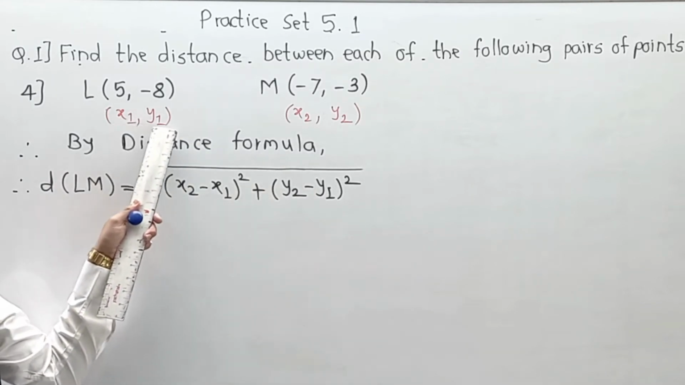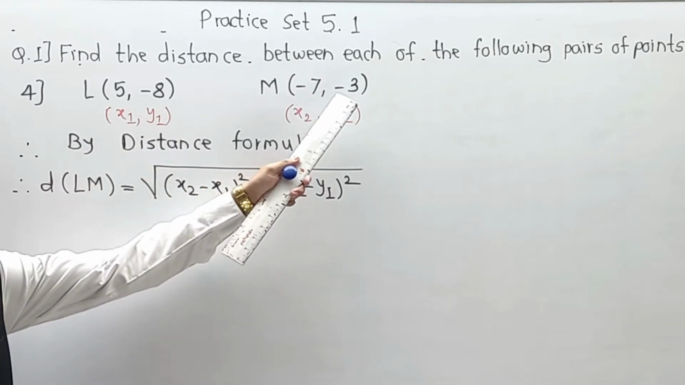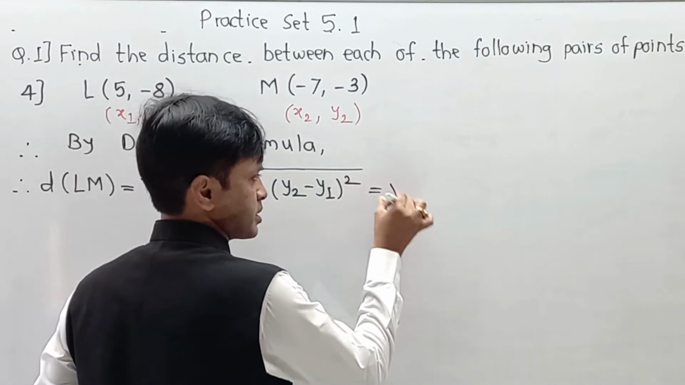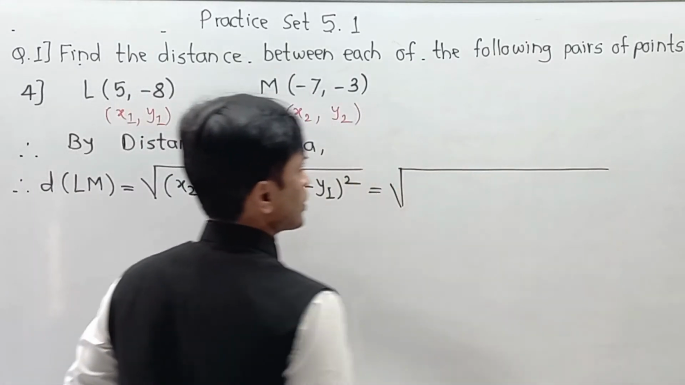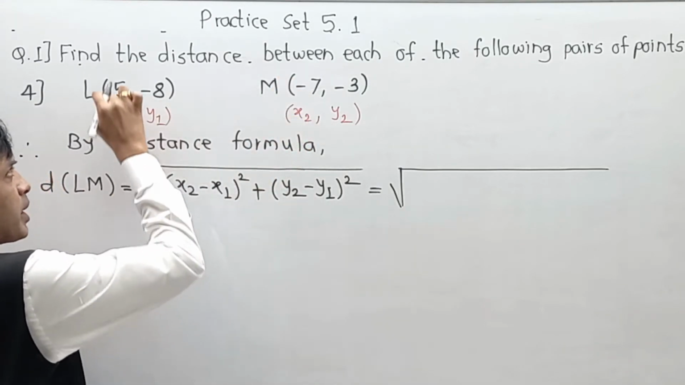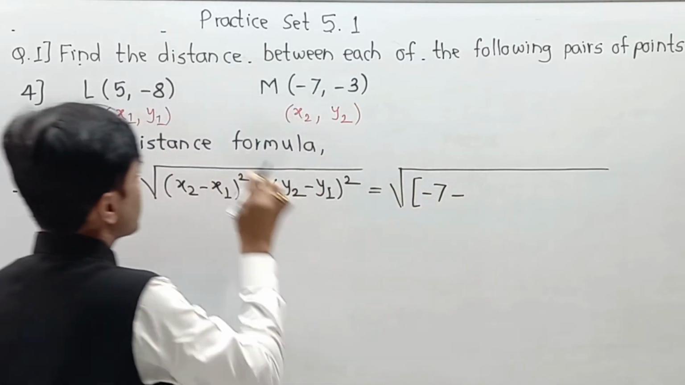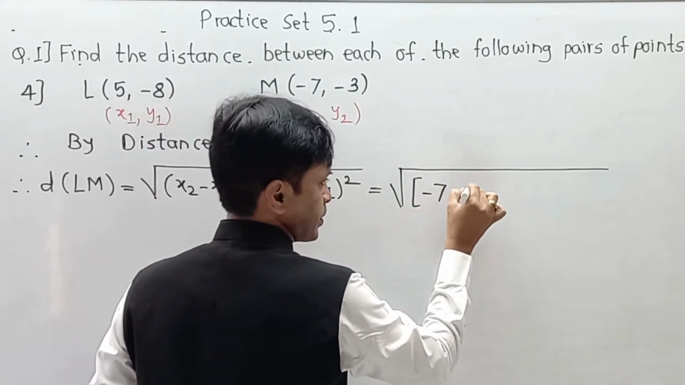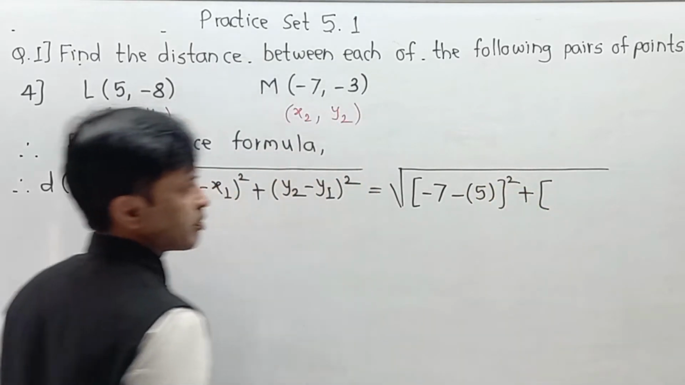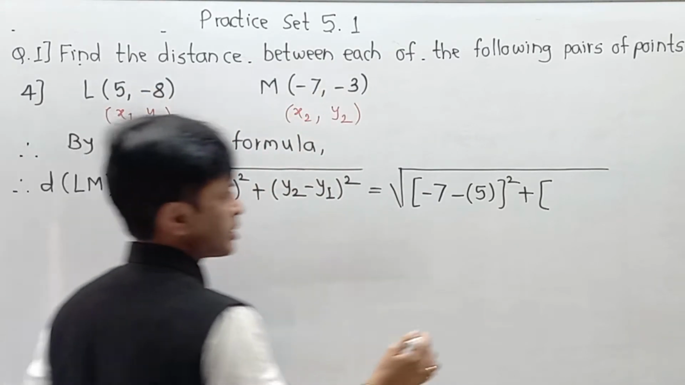Now remember, x1 y1 is 5 and -8, and x2 y2 is -7 and -3. So starting the simplification here: it is equal to the square root of (x2 minus x1), that is -7 minus 5, means (-7 minus 5) squared, plus (y2 minus y1), y2 means -3 minus of minus 8.